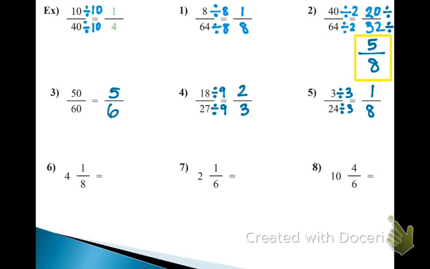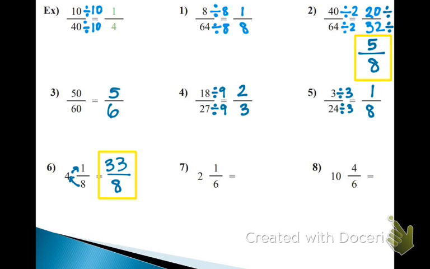I would know. Number 6, this time it's actually a mixed number. Some of you are really good with mixed numbers. If you remember, you multiply the denominator by the whole number. So 8 times 4, which is 32, plus 1, which is 33. And then the denominator of 8 goes on the bottom. And these are going to be equivalent fractions.